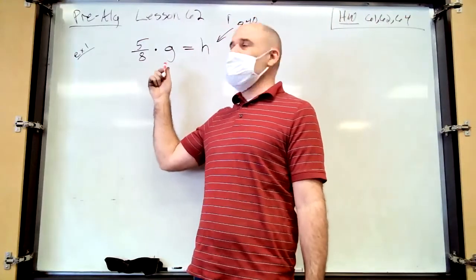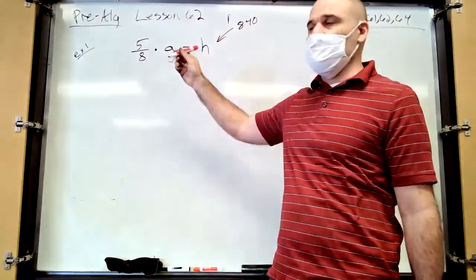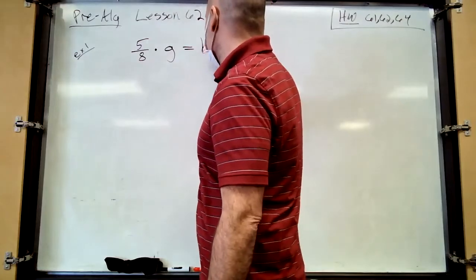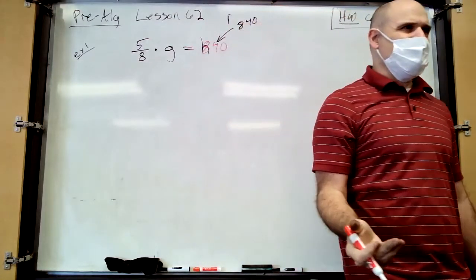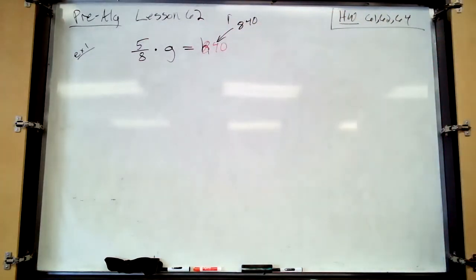Yep, you were solving for G because H is now 840. So this is our equation. Tell me if I got it right. Wait, Mr. Flack, this is a one-step equation. Mr. Flack, you said G when you meant H.